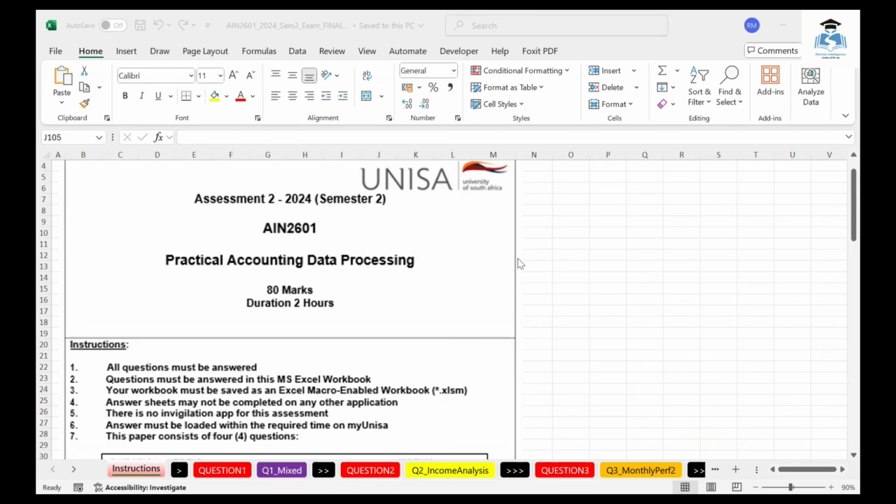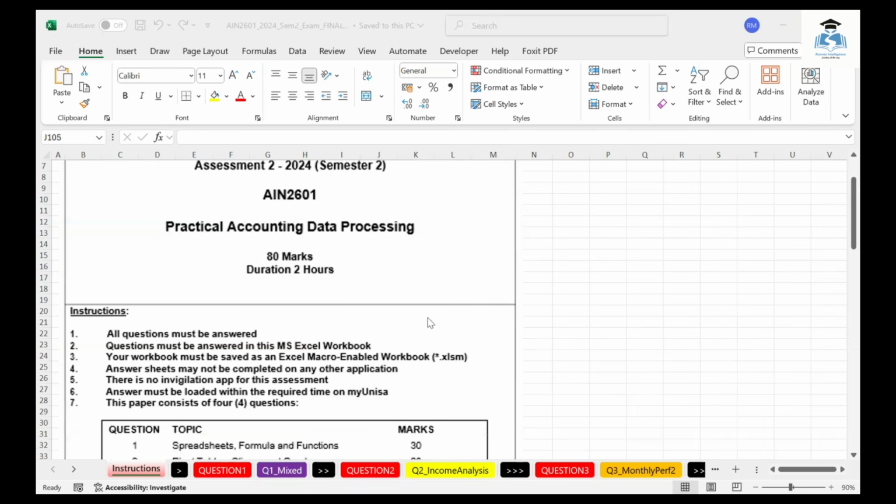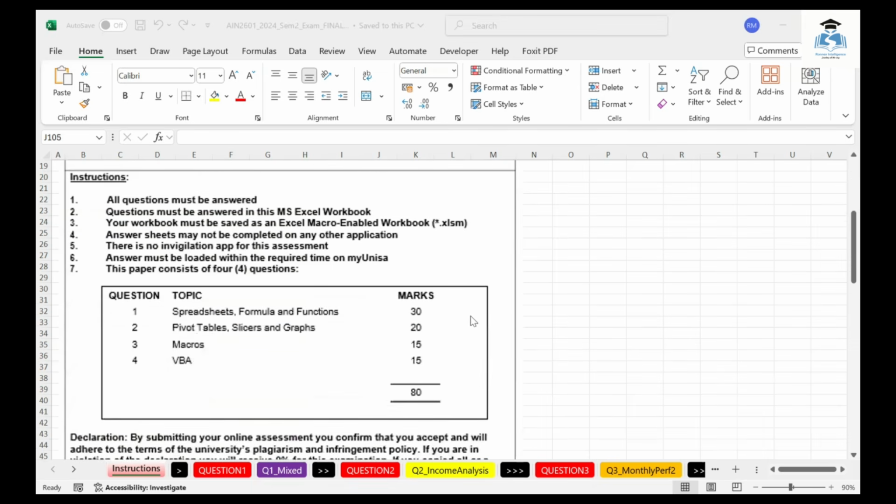As you can see, this is assessment number 2, 2024, semester number 2. And the exam duration is said to be 2 hours. So in 2 hours' time, you need to know what exactly you are doing so that you are not caught by surprise. And normally it will have 4 questions. The first one is spreadsheets, formulas, and functions. That's already what I have covered so far.